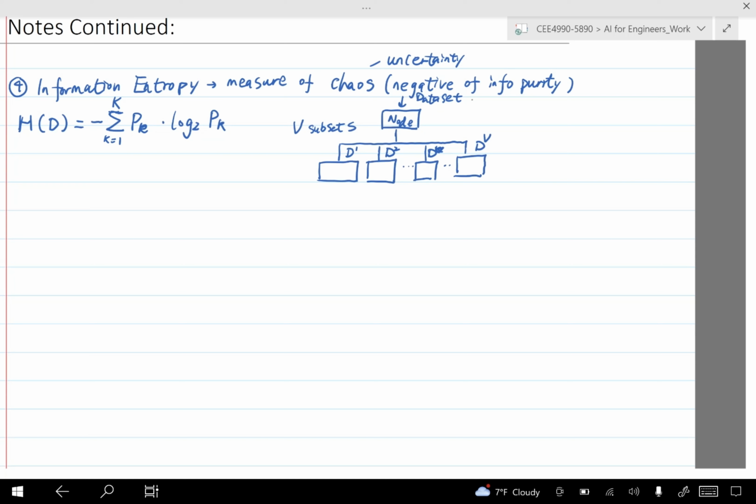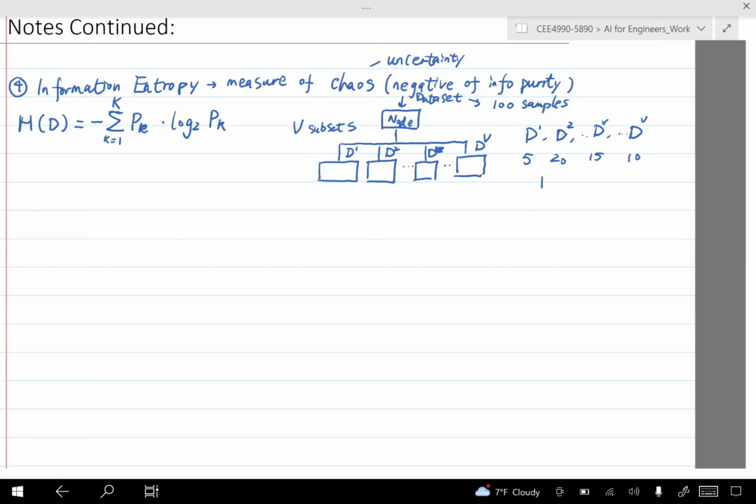If we say that the initial data set has 100 samples, then for D1, D2, up to D^V, let's make one example. The first one has 5 samples, the second one 20, the third one 15, and this last one 10.